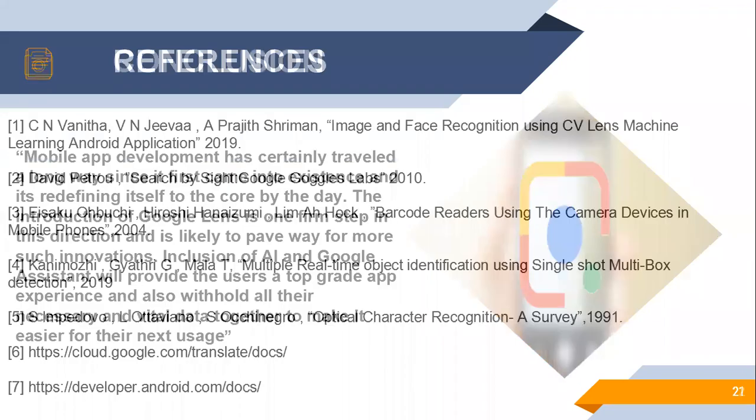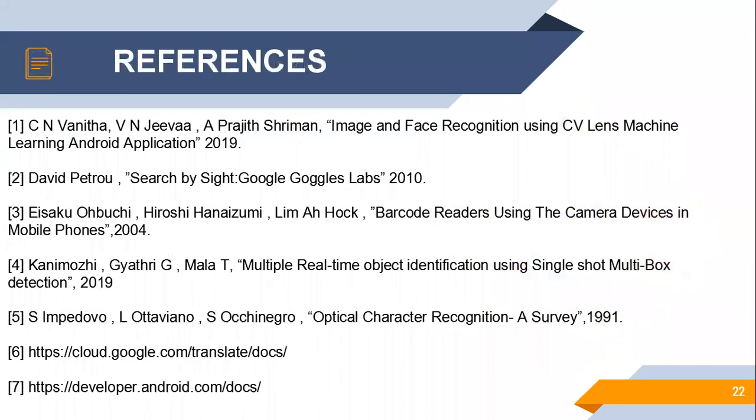So these are the references, the papers that I went through. The first paper is based on image and face recognition. The second one is by David Petrov, the founder of Google Goggles. The third is a barcode and QR code paper. The fourth paper is on multiple real-time object identification. And Google Cloud, Google.com and developer.android.com are the other references.